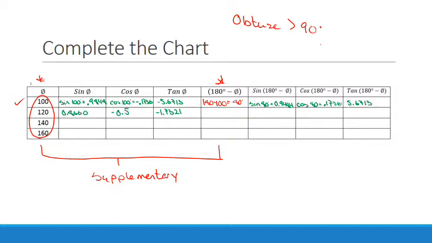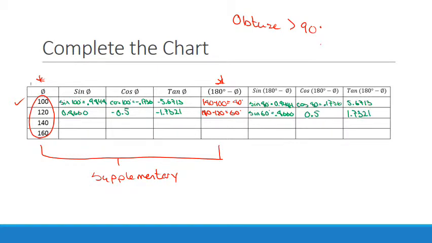This next angle is going to be 180 minus the 120 that I began with, so it's going to be 60 degrees. So now for these next columns, I'm dealing with 60 degrees. So it's going to be sine 60, just so we're all on the same page. Okay, and sine 60 ends up being decimal 0.8660. And then cos 60 ends up being 0.5. And then tan 60, 1.7321.